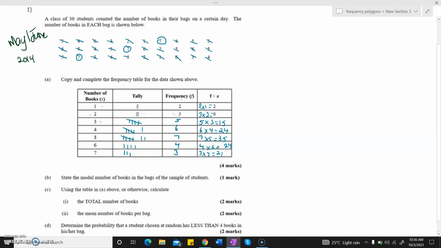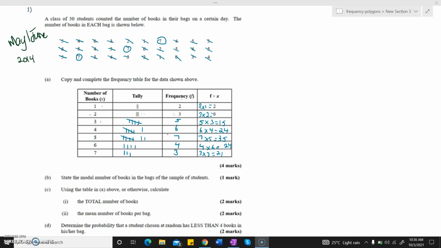So good so far. That was the table. Now, state the modal number of books in the bags. Remember, mode is what? Mode is the number that appears the most, right? In this case, we're going to find the modal number of books. Looking at it, how many students had 1 book? 2. How many students had 2 books? 3, and so on, right?